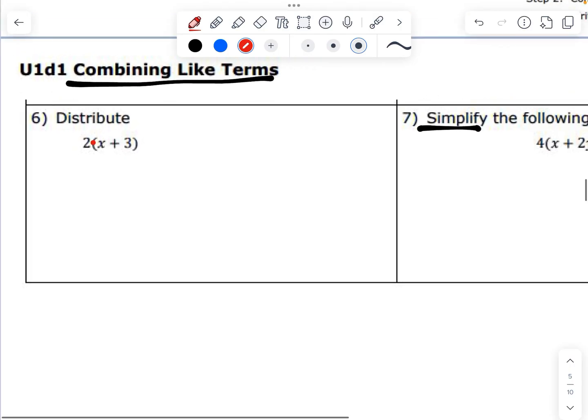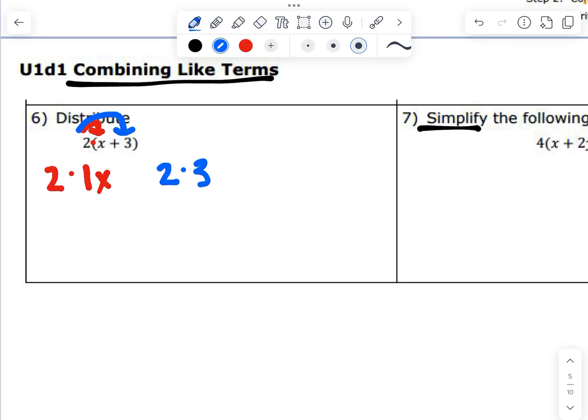So just like a teacher distributes papers, everyone gets a paper. So we are taking this 2 and we are multiplying it to that x. Now, when you see a variable that does not have a number in front of it, let's go ahead and put that 1 in there, okay? We're distributing papers. Everyone's got to get the 2, all right? So that 2 is going to multiply by that positive 3, okay?